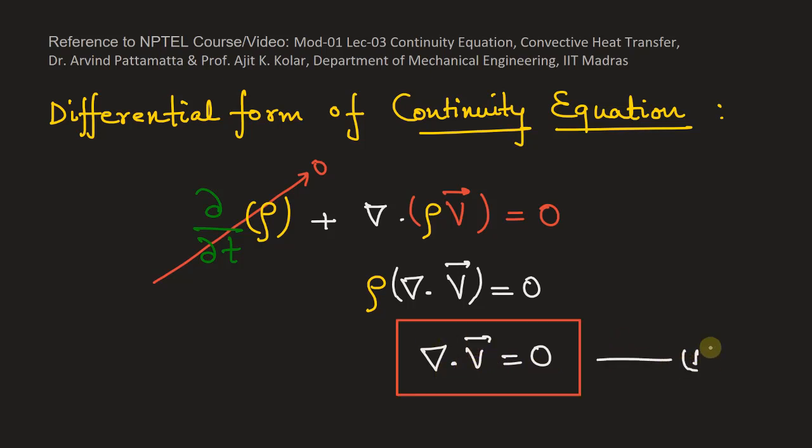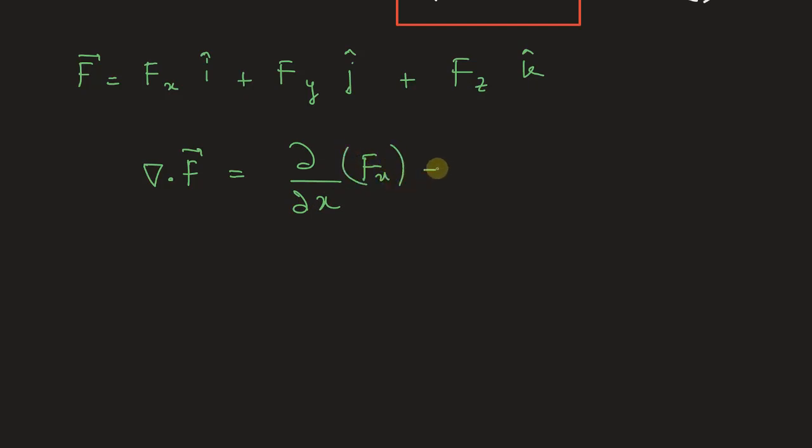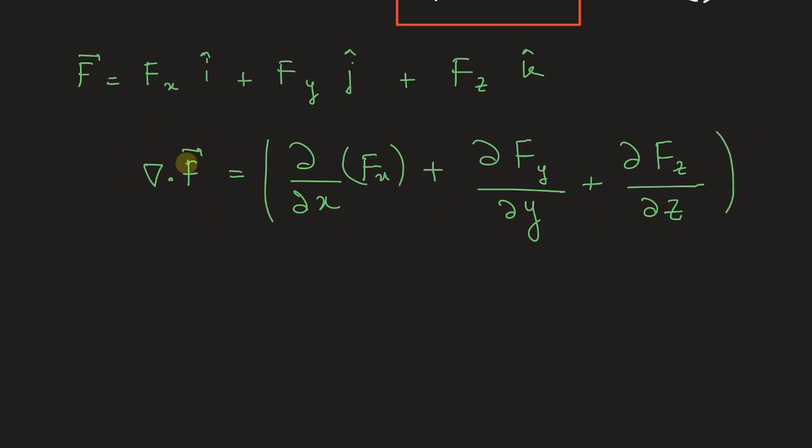Let this be equation number 1, and this is the continuity equation for incompressible flow, that is given by divergence of velocity vector is equal to 0. Now the divergence of any vector field, suppose F vector is equal to Fx i cap plus Fy j cap plus Fz k cap, the divergence del dot F vector can be written as ∂/∂x of Fx plus partial derivative of Fy with respect to y plus partial derivative of Fz with respect to z. An important thing to notice here is that the divergence of a vector is a scalar quantity. So if you take the divergence of any vector field, it will become a scalar quantity. Let this be equation number 2.